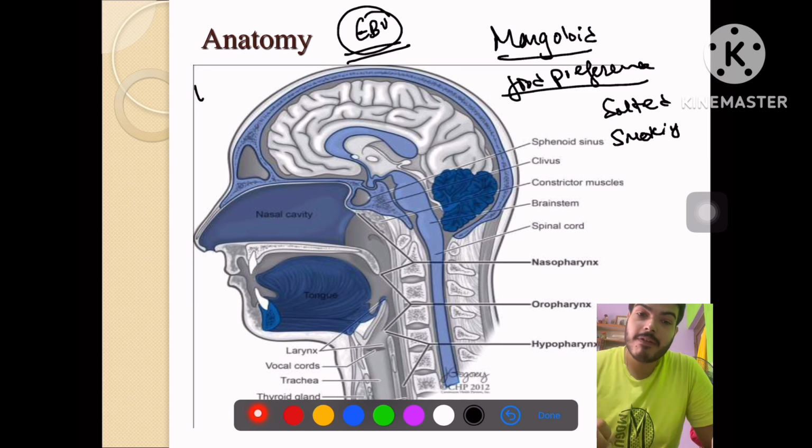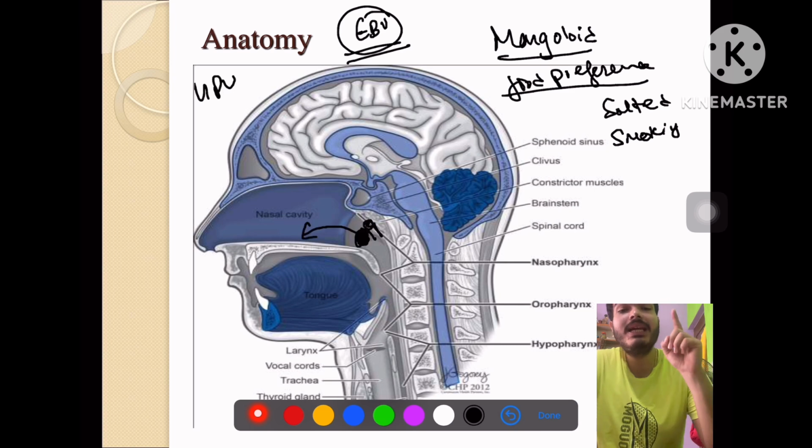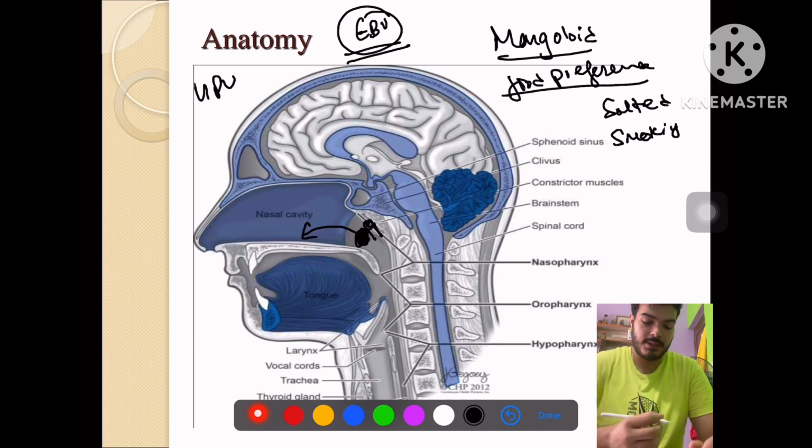So at the area of your nasopharynx, you also have the opening of the eustachian tube. If the ventilation to the opening of the eustachian tube is hampered, that will lead to something which is known as otitis media with effusion. But understand that, I will show you from this diagram.